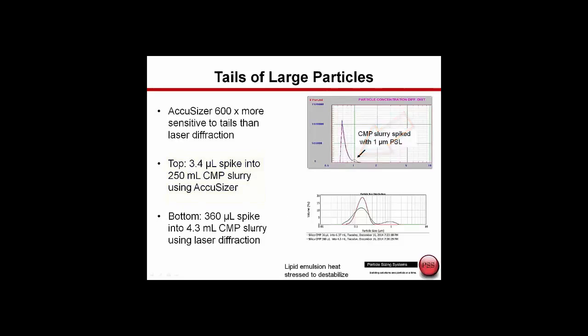We then took the same CMP slurry, measured it on a laser diffraction analyzer, and before we found the second peak, we had to spike 360 microliters into only 4.3 ml of the CMP slurry. So this turns out to prove that the Accusizer is over 600 times more sensitive to the presence of a few large particles than the laser diffraction technique, because this is an ensemble technique. So what does the Accusizer give us? Particle count, particle size, and the best sensitivity to a few large particles, which are sometimes the real problems that cause difficulties either in the quality of the product or in the process that we're monitoring.